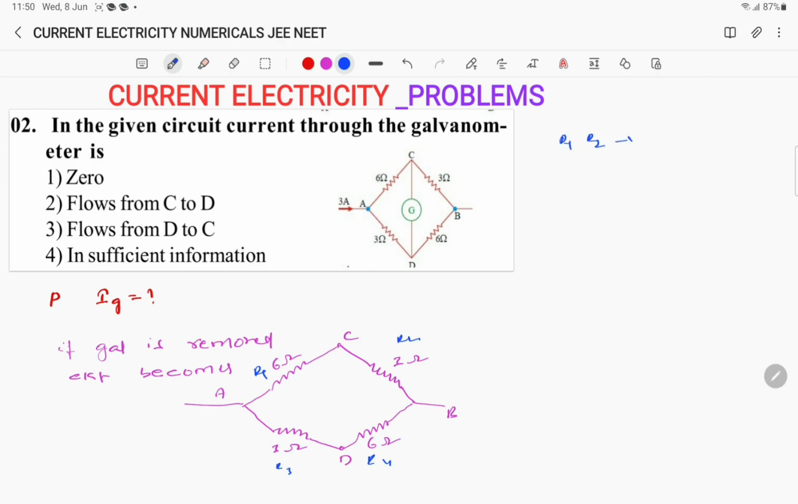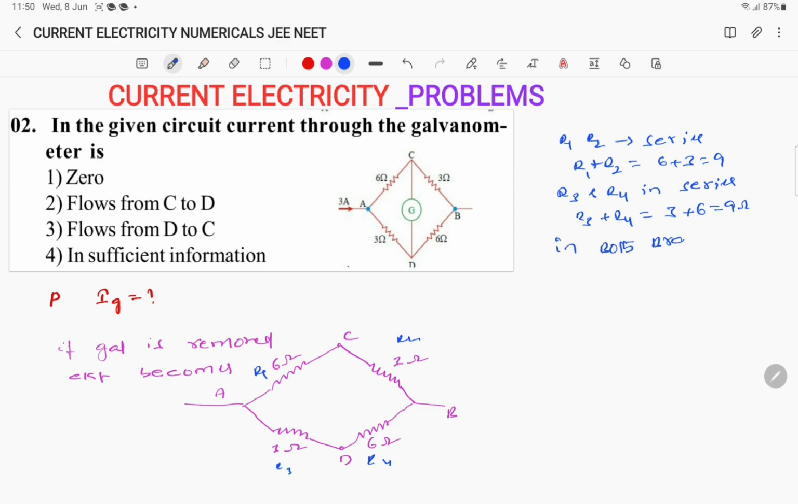After removing the galvanometer, R1 and R2 are in series combination. So we write R1 plus R2 is equal to 6 plus 3 is equal to 9 ohms. That is the upper branch. Next, if you look at the lower branch, R3 and R4 are in series again. Then we write R3 plus R4 equal to 3 plus 6 equal to 9 ohms. In the lower branch also it is 9 ohms, and the upper branch is 9 ohms. So in both the branches, the resistance is the same.